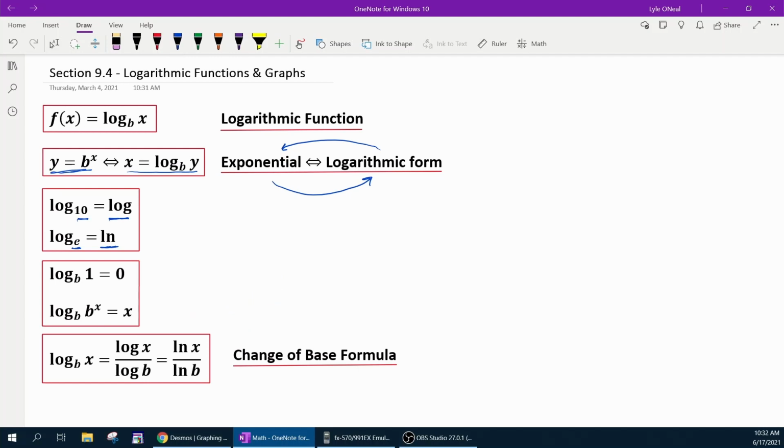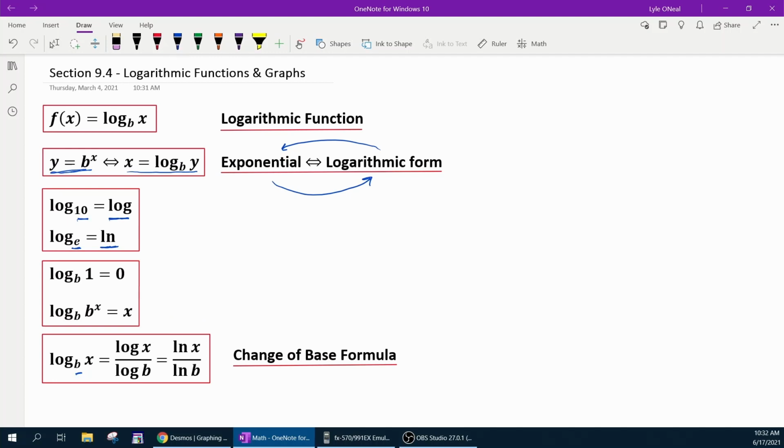And the last formula is the change of base formula. So if you're taking the log of a number or a letter and you have what I call an unfriendly base, which means a base of something other than 10 or e, you can convert that logarithmic expression into a log expression with a base of 10 or a base of e.